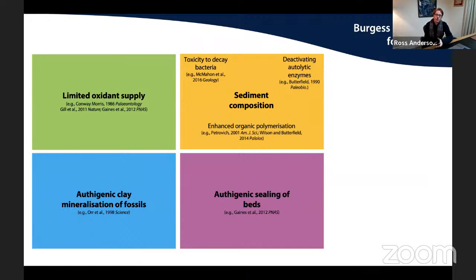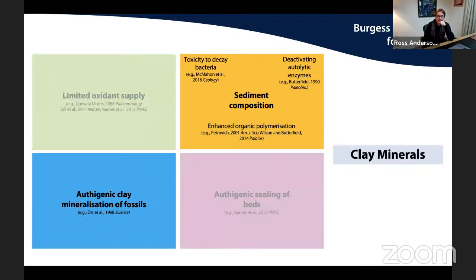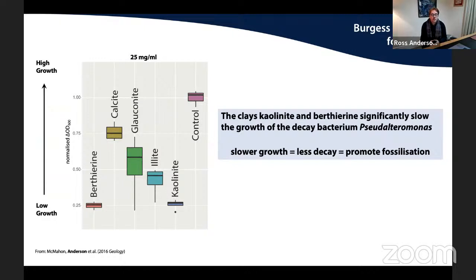A large raft of work is going to understanding Burgess Shale-type taphonomy, with various hypotheses put forward, everything from limited oxygen supply through to the composition of the host sediment, through to the mineralization of fossils, through to the sealing of fossiliferous beds by orthogenic cements. Now, over the course of the last few years, I've become increasingly interested in the roles played by clay minerals, since they've been implicated multiple times, either through a role in the host sediment or by attachment or precipitation directly onto decaying carcasses. And the first taphonomic study I want to highlight today explores this relationship.